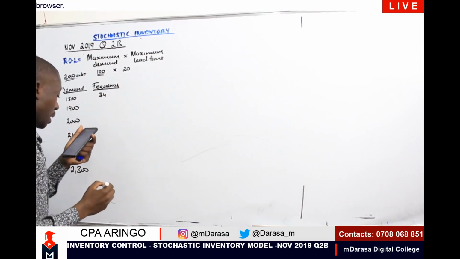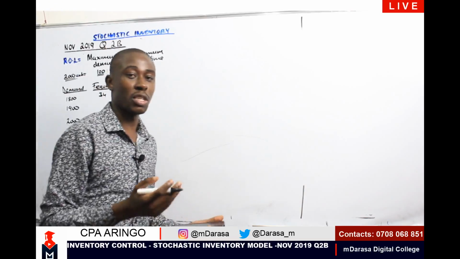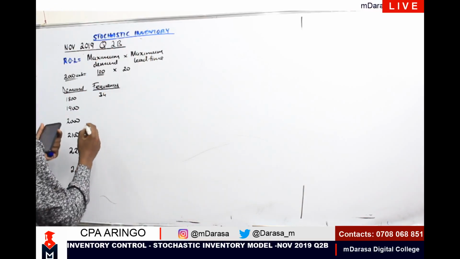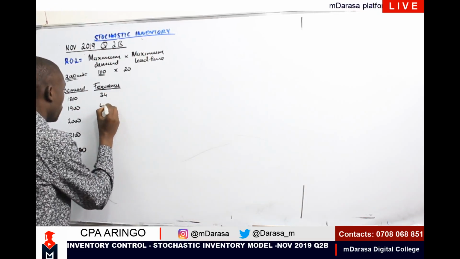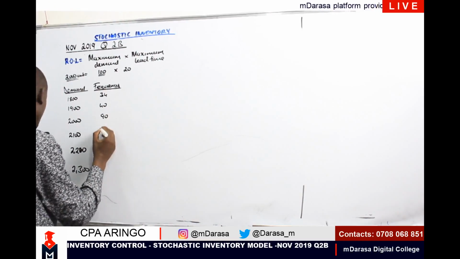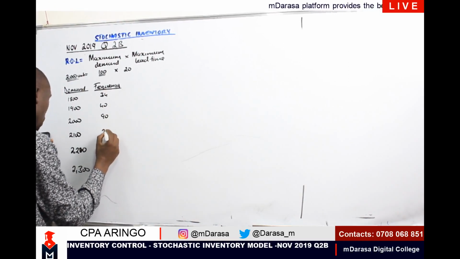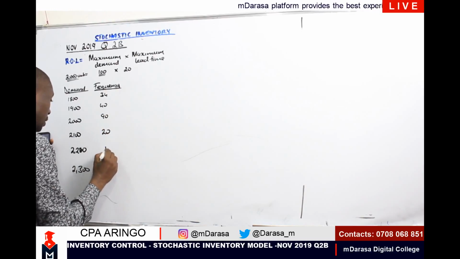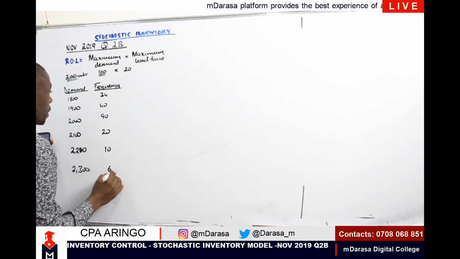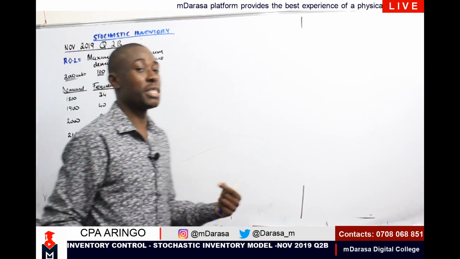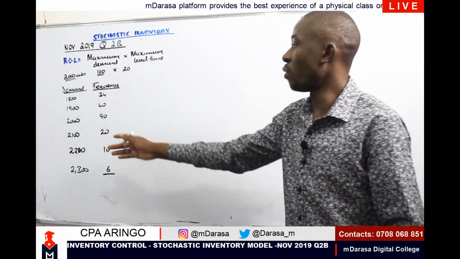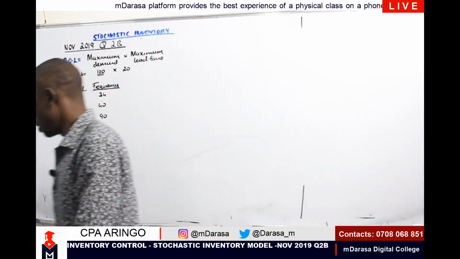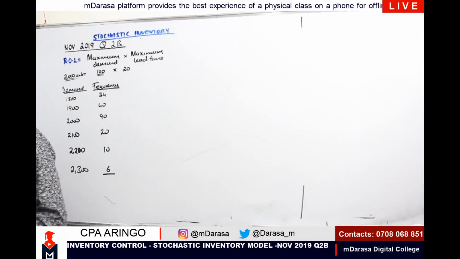That is the number of times the quantity is used. That is what we're terming as frequency. We have 34, 40, 90, 20, 10, and 6. So the moment we have frequency, we can now determine the probabilities of these demand levels.